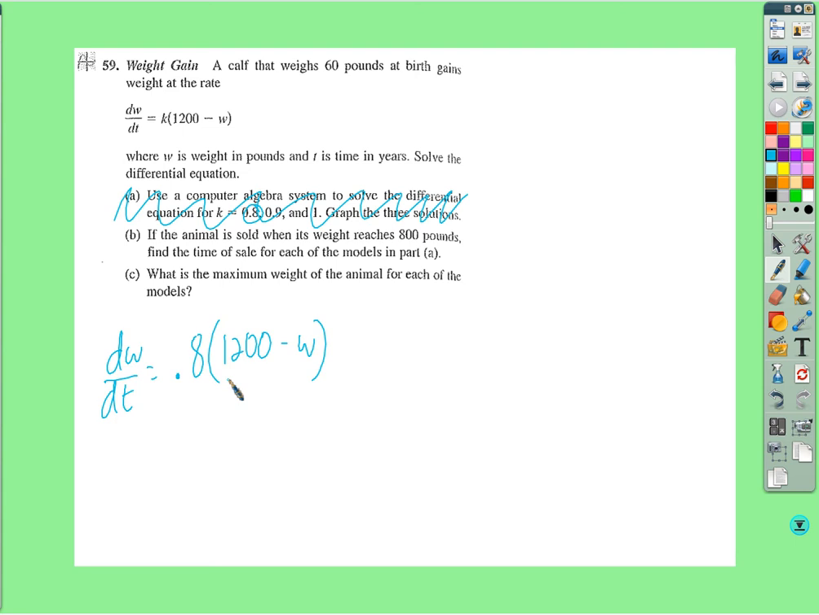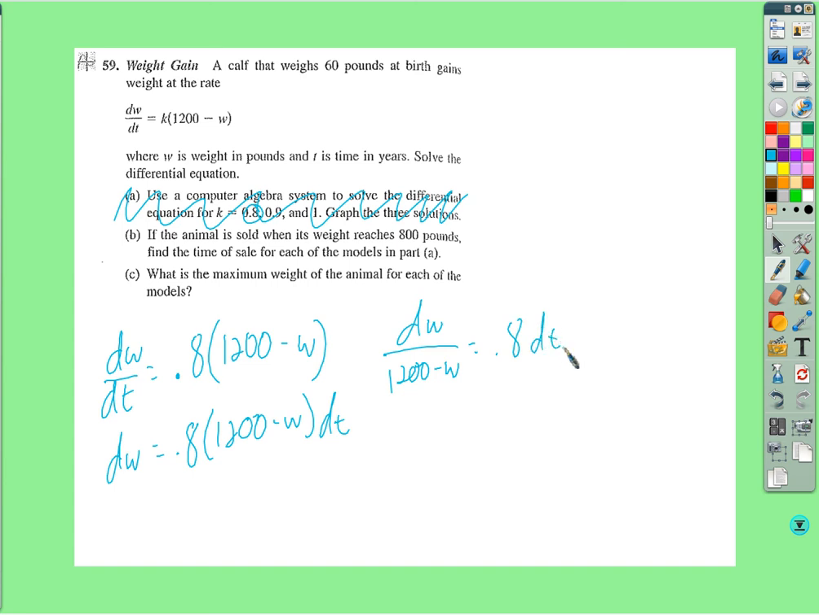So let's solve this differential equation. Multiply by dt on both sides: dW equals 0.8 times 1200 minus W times dt. Then divide by 1200 minus W. So dW over 1200 minus W equals 0.8 dt. Take the antiderivative of both sides.